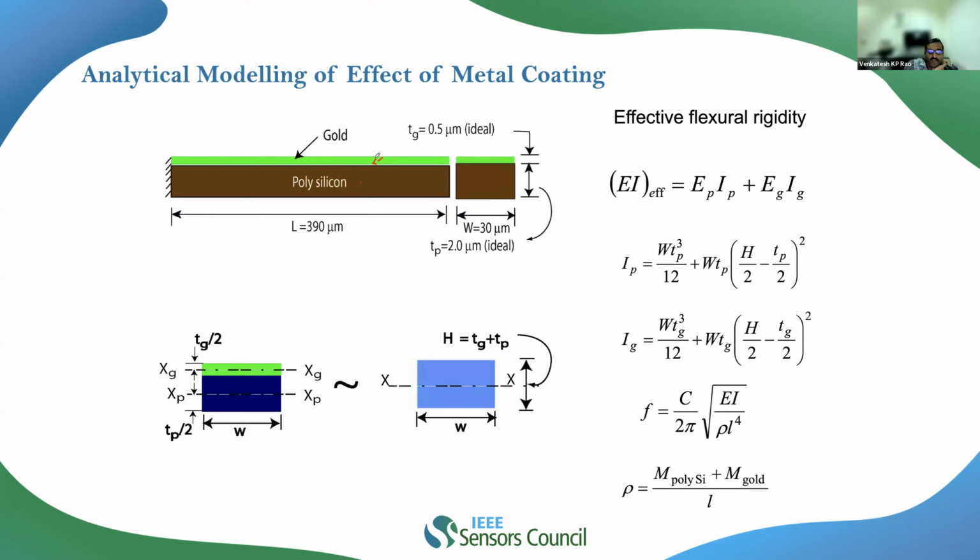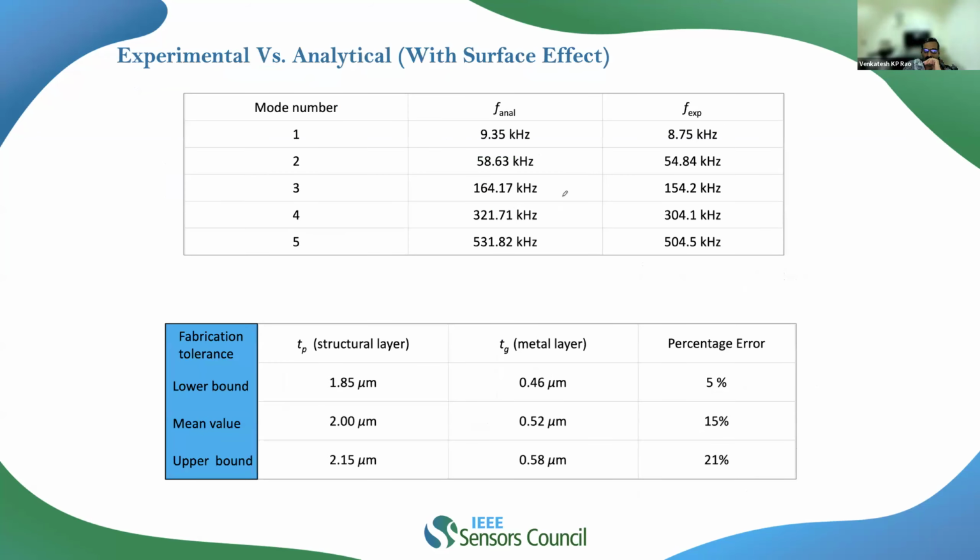So then instead of being a simple beam, it became a composite beam. Now for the composite beam, you need to evaluate the effective flexural rigidity and the effective density under consideration. Then you come back and evaluate, and this is what it comes out for the ideal conditions, right? By considering it as a composite beam, with a mean value of gold thickness of this, I will get a variation of 15%.